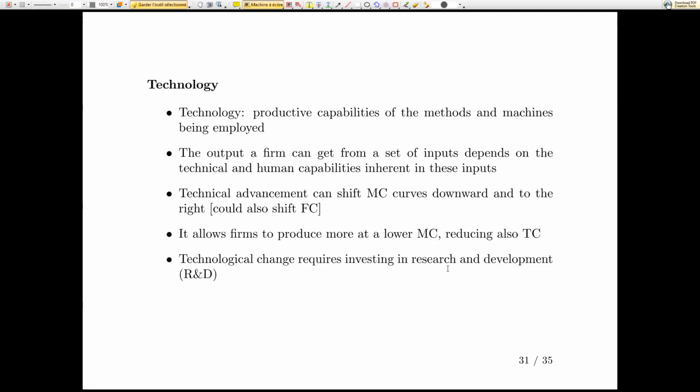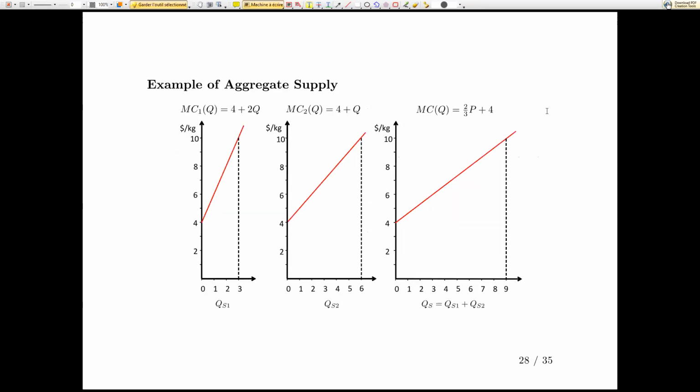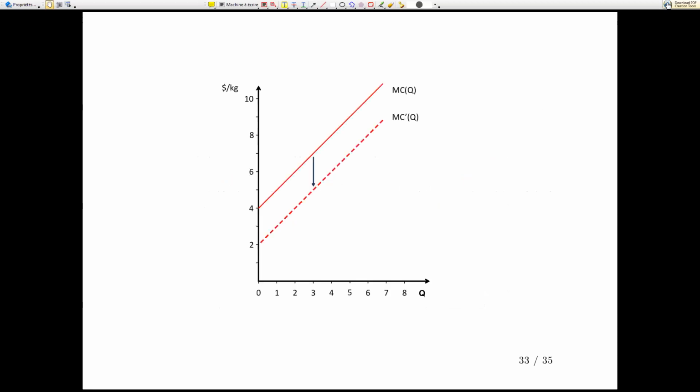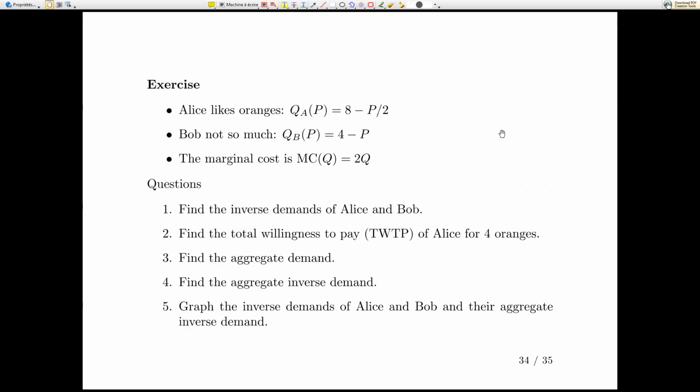So it requires investing in research and development. Here I'm just making a static argument about the shift in the curve, but of course, technological improvement is an investment that pans out over time. So you would get a shift over time. So this is, for instance, technological progress. So it would shift down the marginal cost curve. All right, so this is the exercise that you're going to have to do.